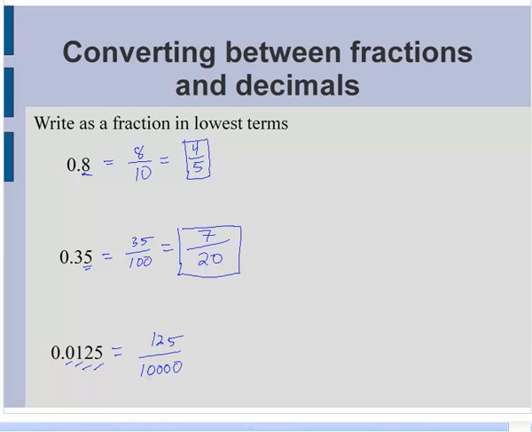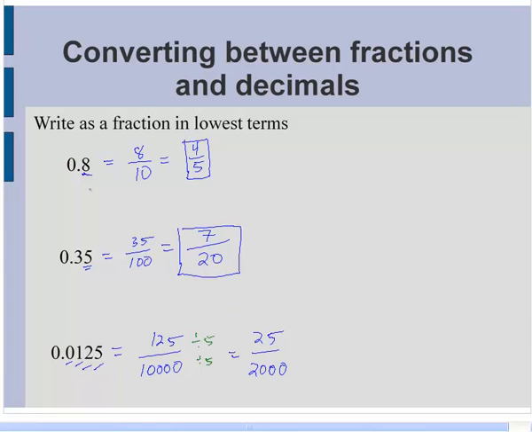Now, I look at these numbers and say, well, how do I reduce them? I could find prime factorizations, or I could divide out certain numbers. Let's divide out a 5. Let's see what happens here. 125 divided by 5 is 25. And 10,000 divided by 5 is 2,000.